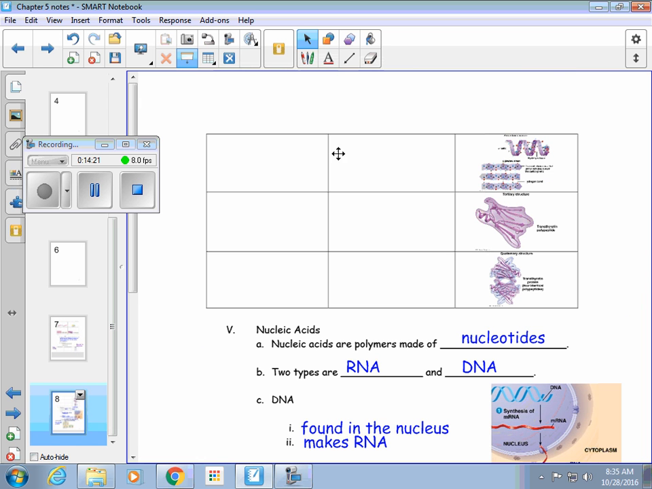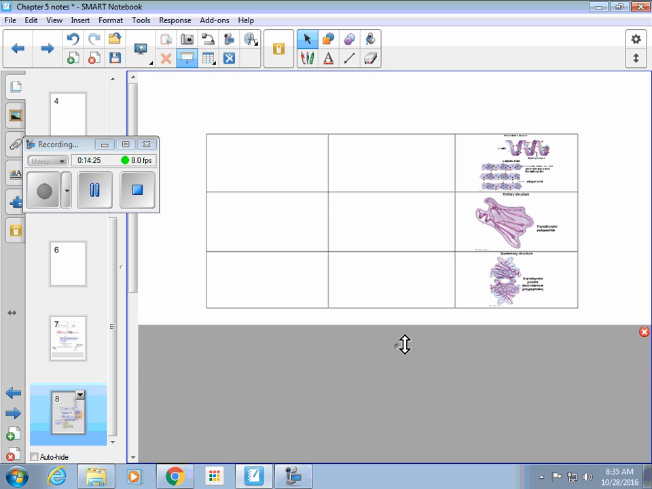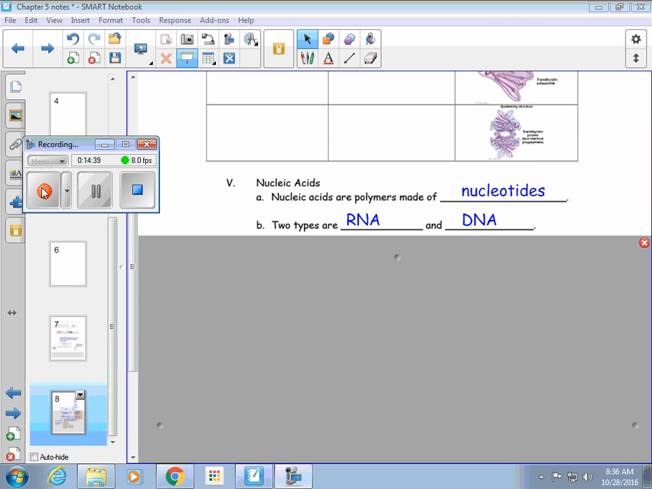So on this page and over to the next page, there are 4 different structures of proteins. Write the name of the protein and give me the function or some characteristics of what that protein does. Take about 5 minutes and get through that chart, and then we'll finish up.